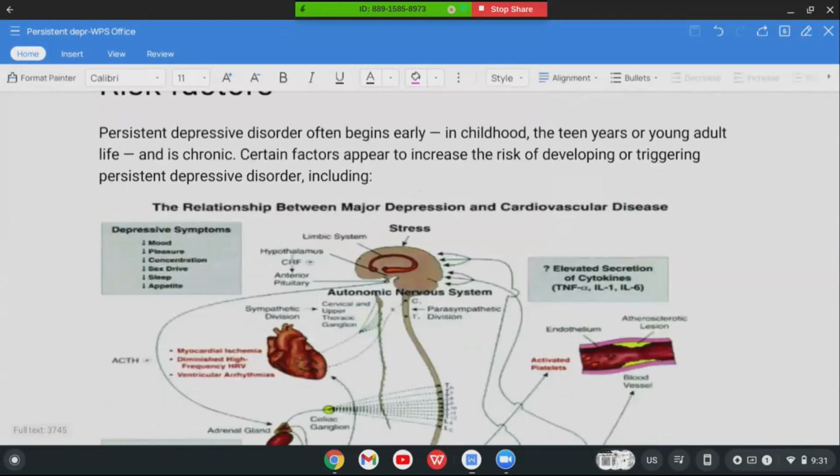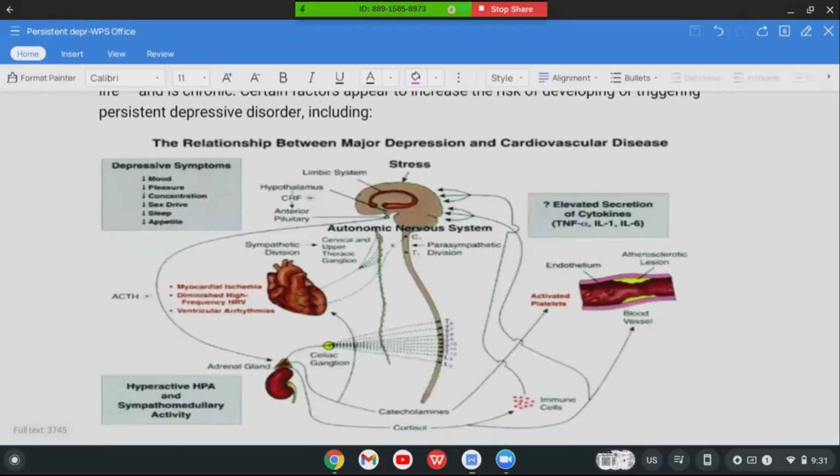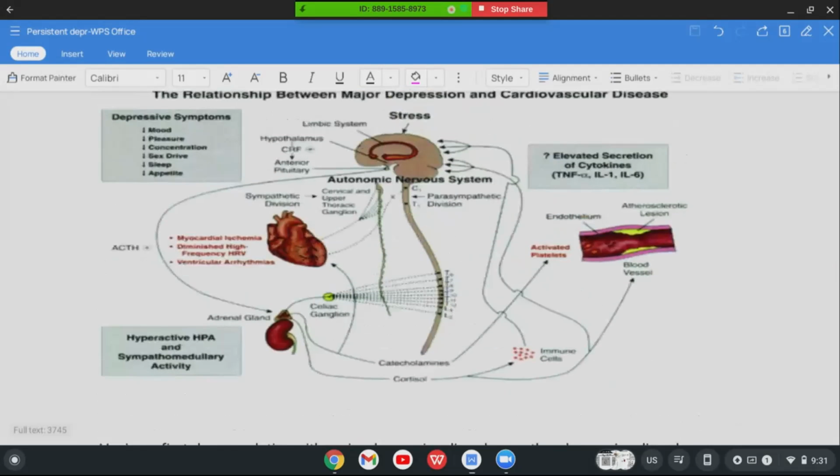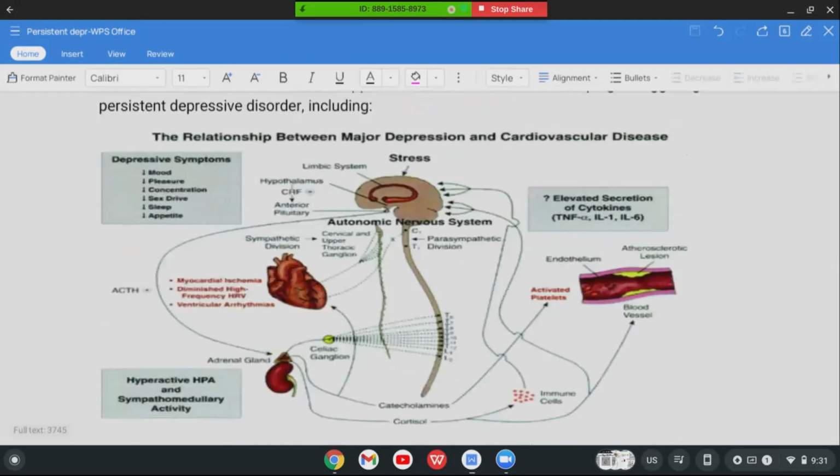The risk factors of dysthymia: there are multiple risk factors, and it's been studied. This image shows the relationship between major depression and cardiovascular disease. Inside the brain, the limbic system, the hypothalamus axis, the anterior pituitary are going to cause depressive episodes because of the elevated secretion of cytokines, TNF alpha, and interleukins, and it is going to lead to an increase in ACTH that will progress towards myocardial ischemia and ventricular arrhythmia. So depression can be linked to the development of cardiovascular diseases.